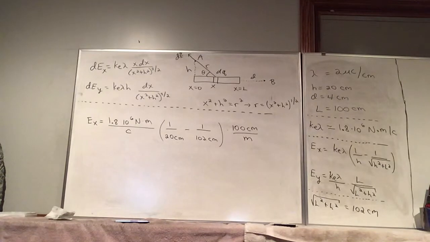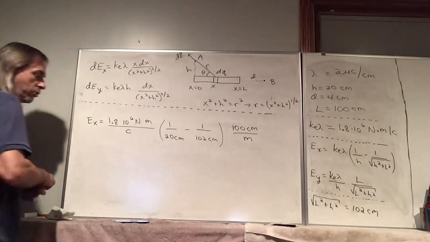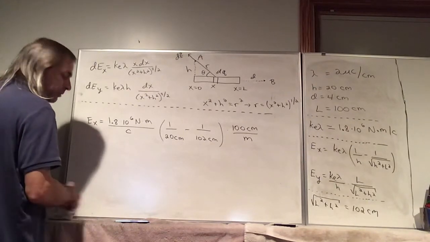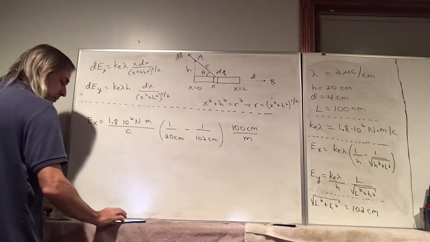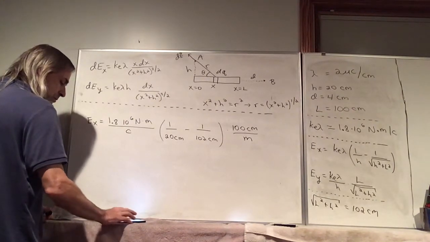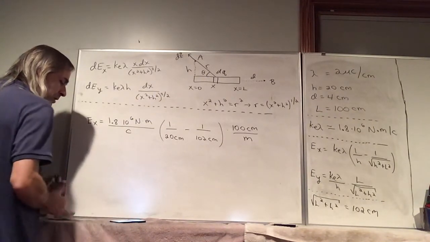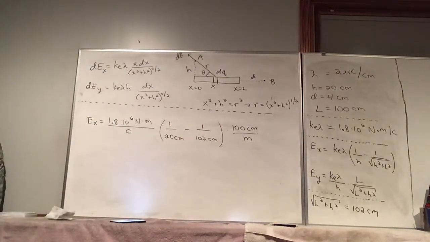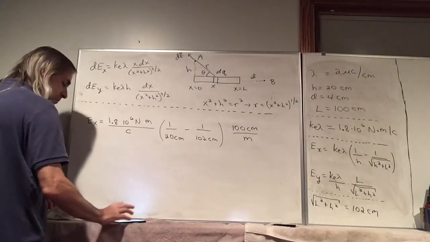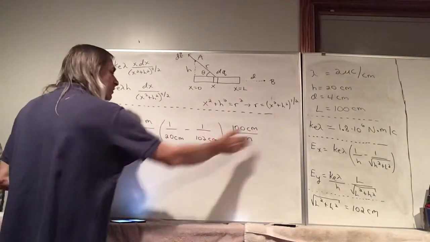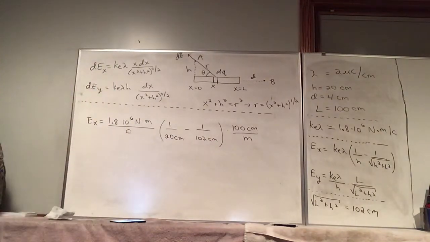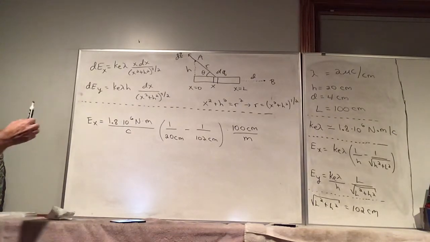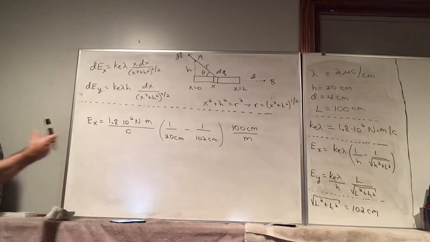And so, let's just do this. 1 over 20 is 0.05. And so this in parentheses is 0.04. So, if we multiply by 100, this whole thing is 4. So 1.8 times 4, what's that? 7.2.